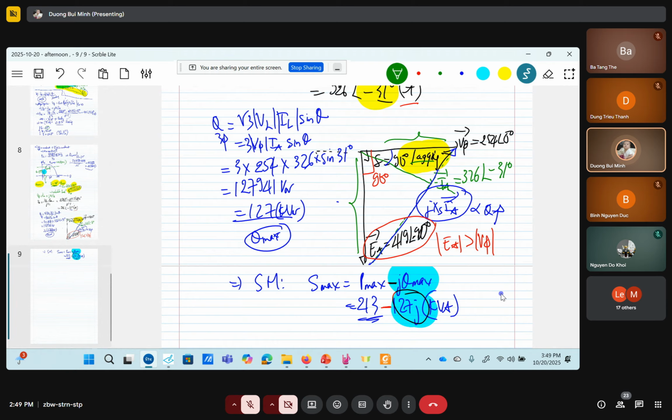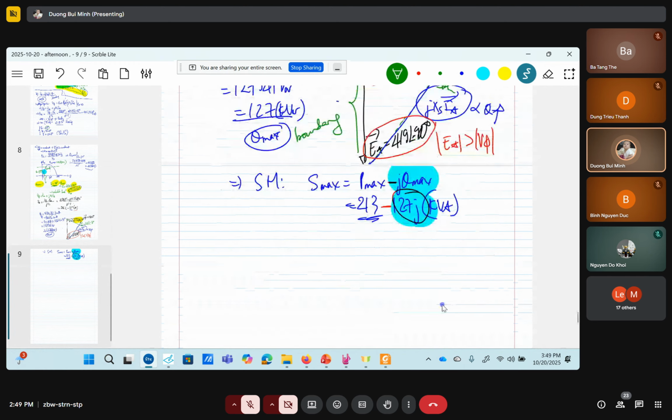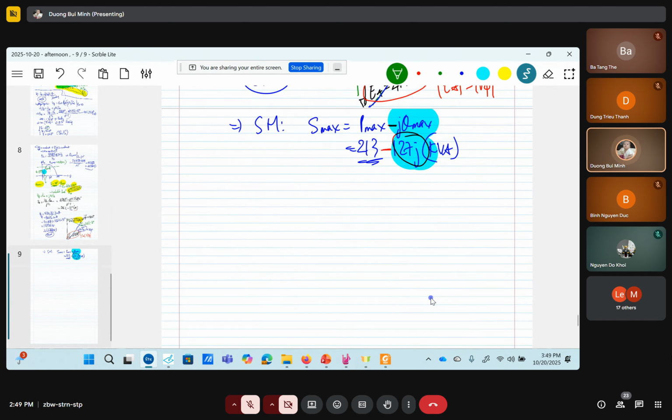So that means here to help us determine the boundary of Pmax and Qmax. Okay. So if this one now becomes the generator, it will be okay. So now the synchronous motor is modified to become a synchronous generator.